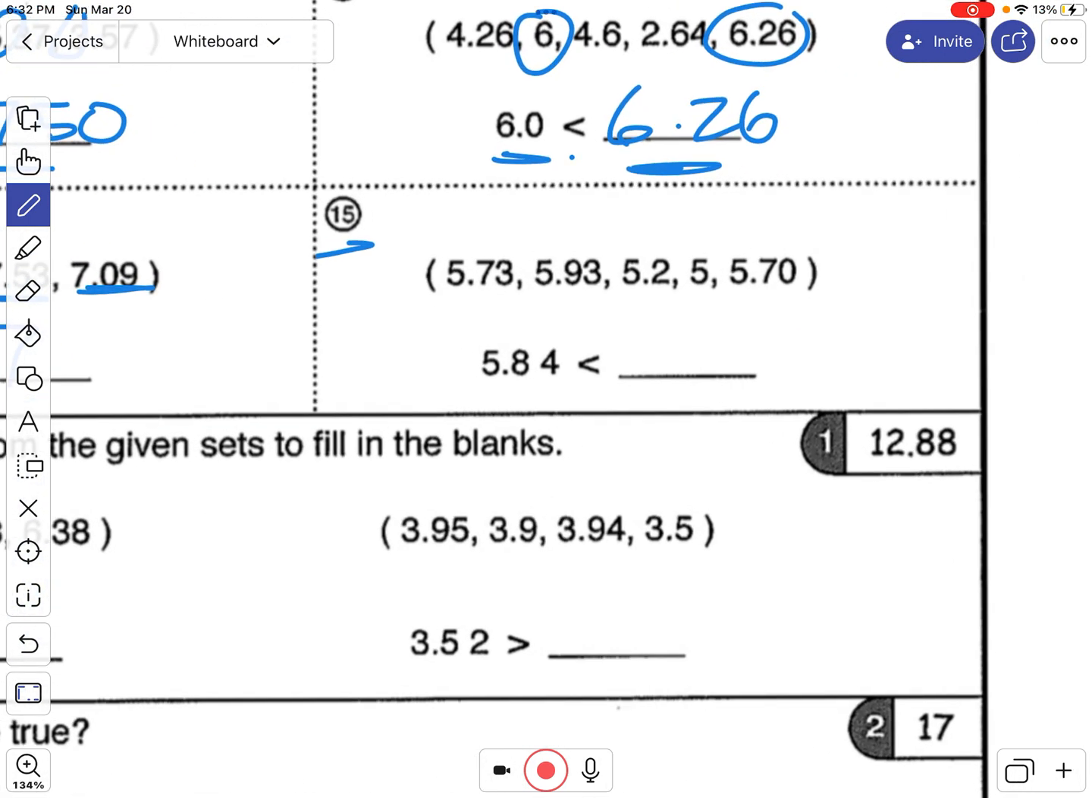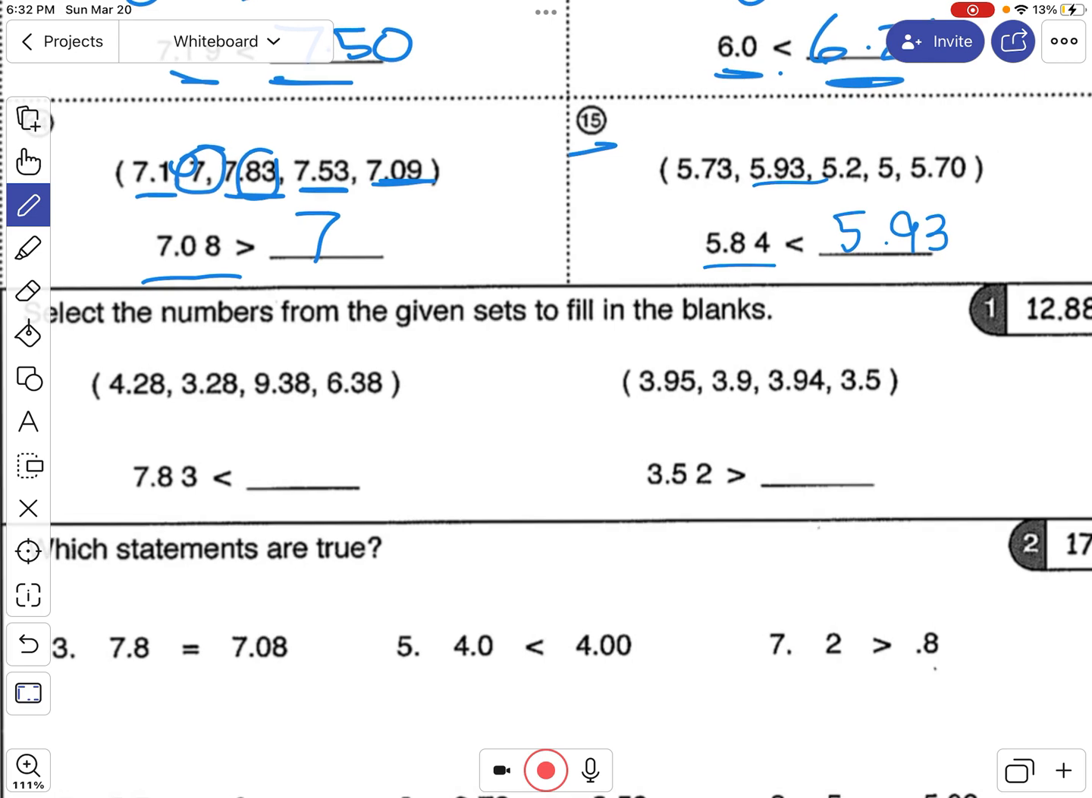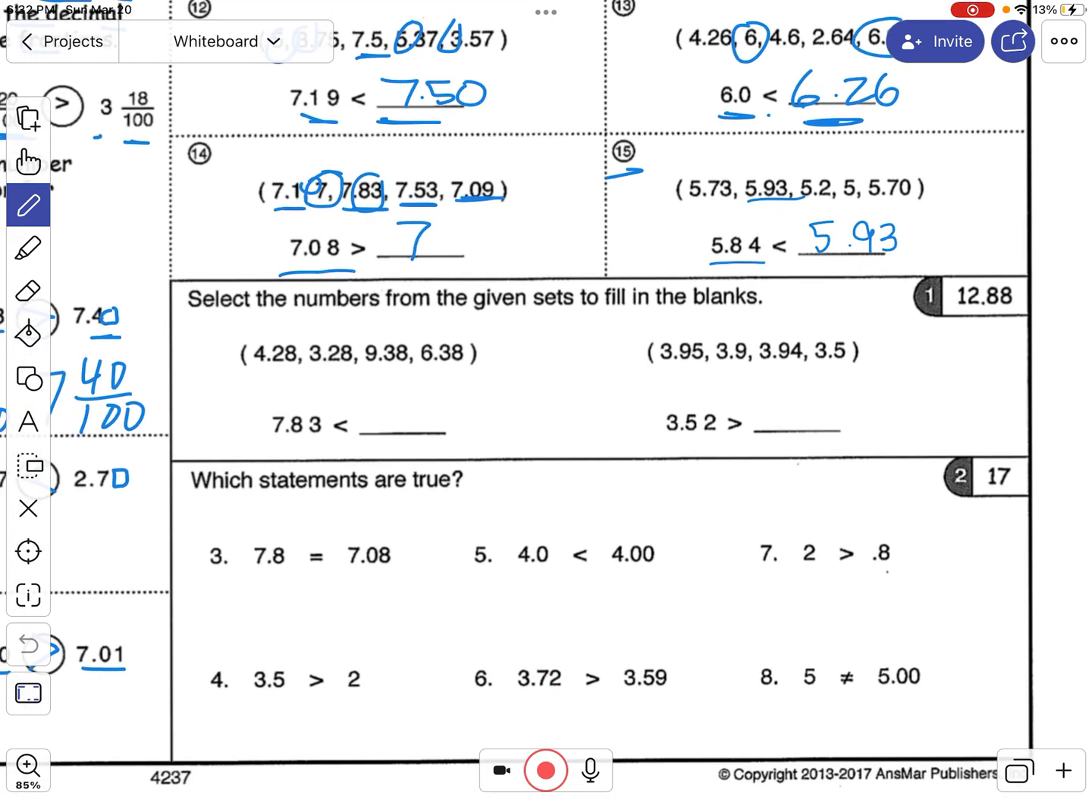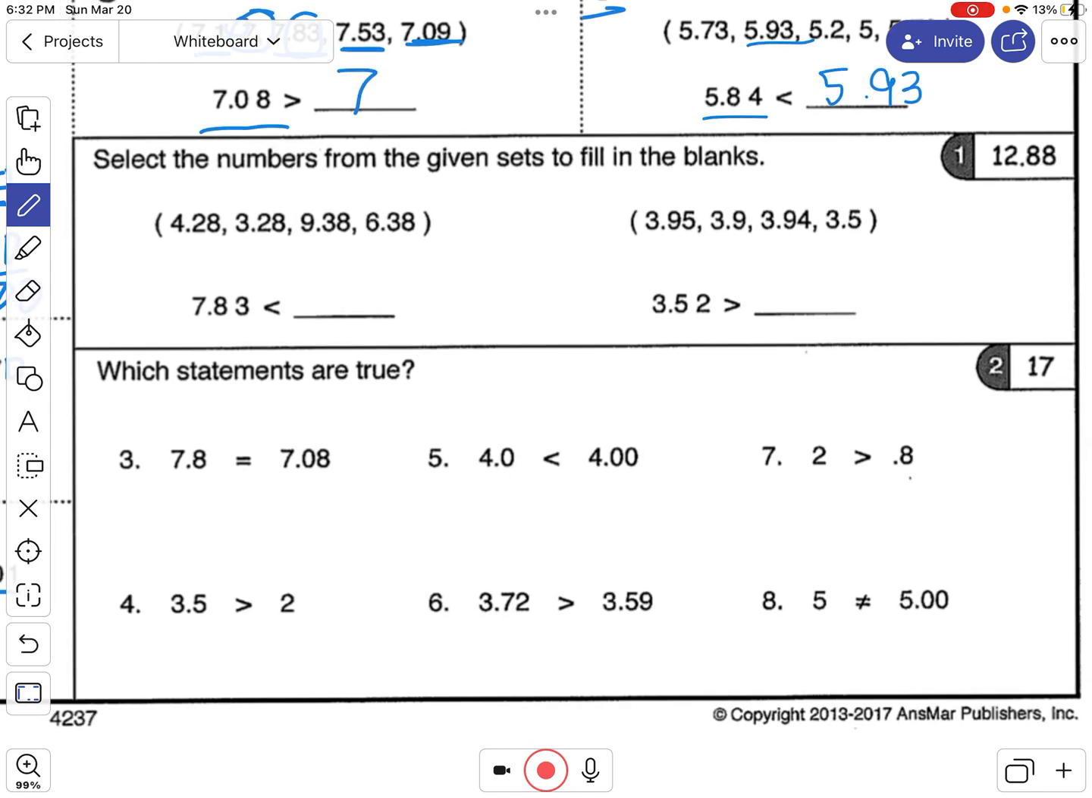Okay, number 15. 5.84 is the small number. We're looking for the big number. 5.93 would be bigger than 5.84. Pause the video, and I want you to do this box down here and the box down there. Do both of those boxes, and then turn the video back on to see the answers.